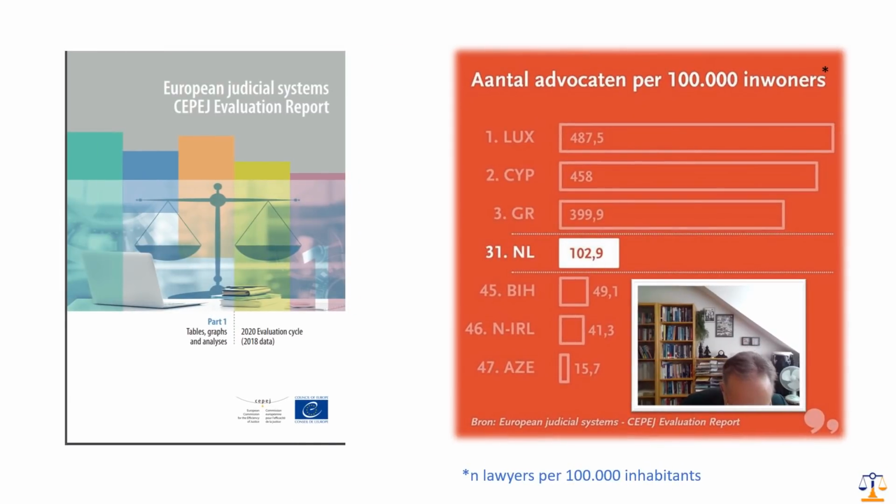Then just a note in between, not every country in the world has the same amount of lawyers per 100,000 inhabitants. We in the Netherlands do not have so many lawyers per 100,000 inhabitants. We're a bit in the middle group. Countries like Luxembourg, Cyprus and Greece have many lawyers per 100,000 inhabitants.